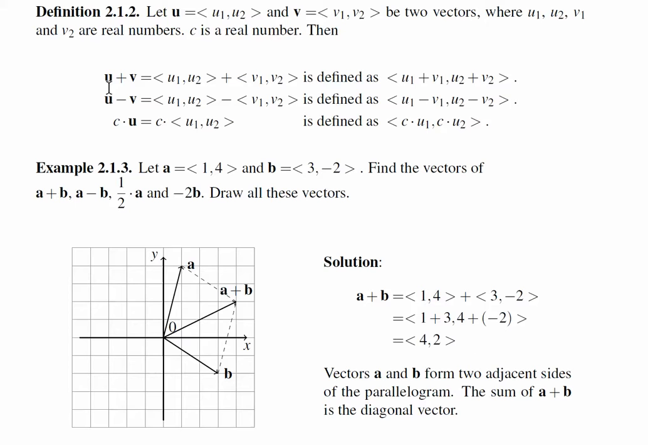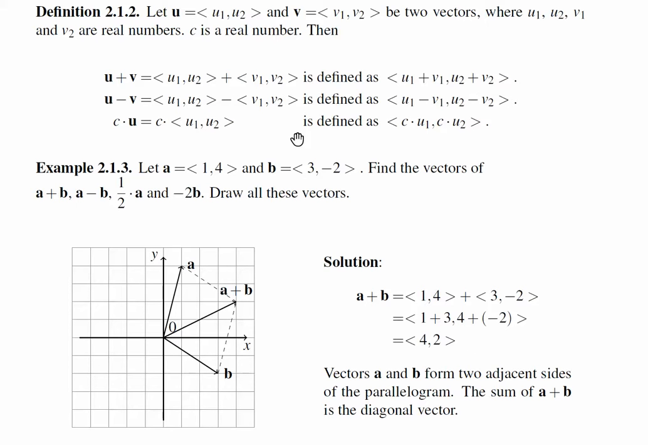So for the addition of vectors u plus v, what you do is basically add these two components respectively. You add u1 and v1 together. You add the second components together, u2 and v2.